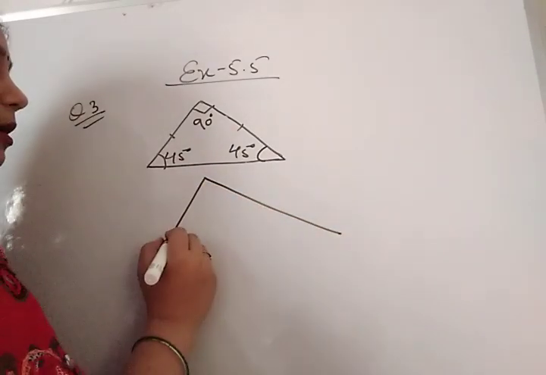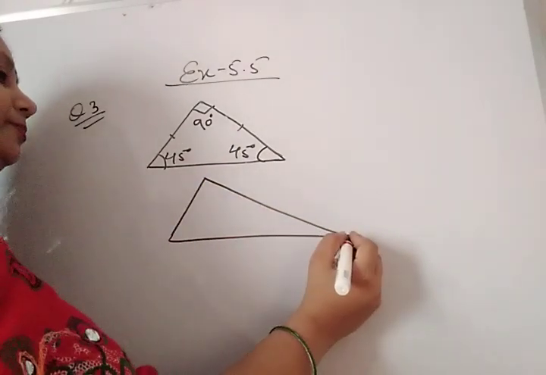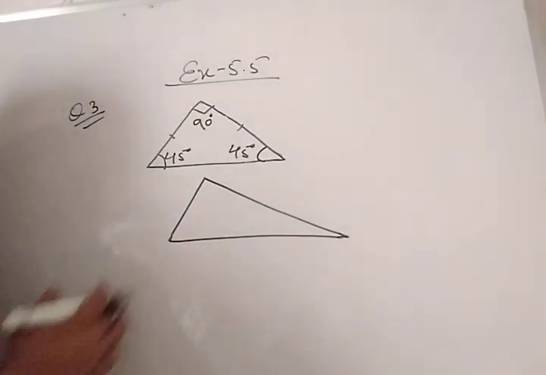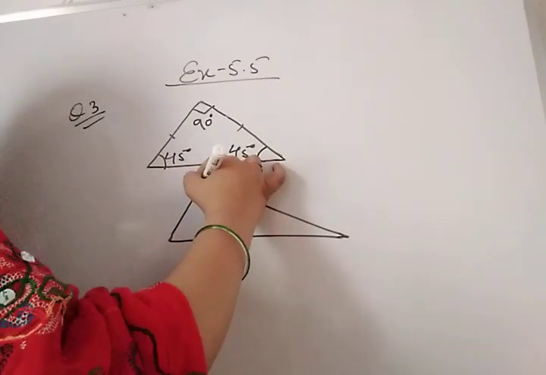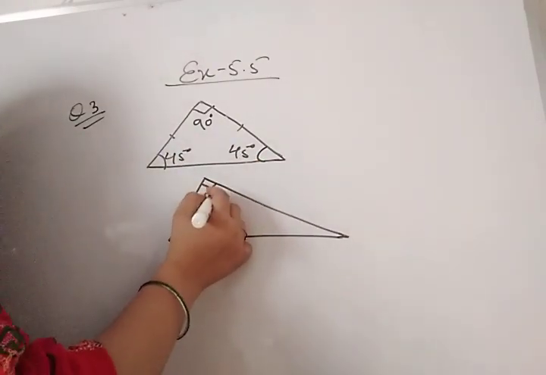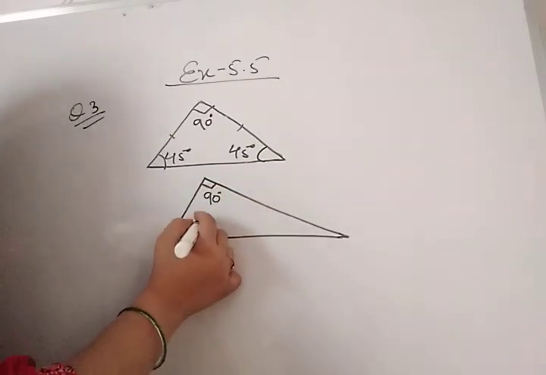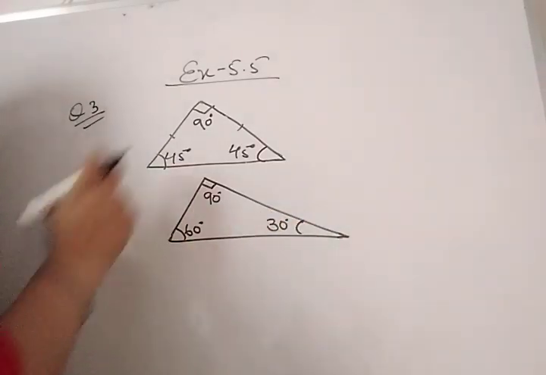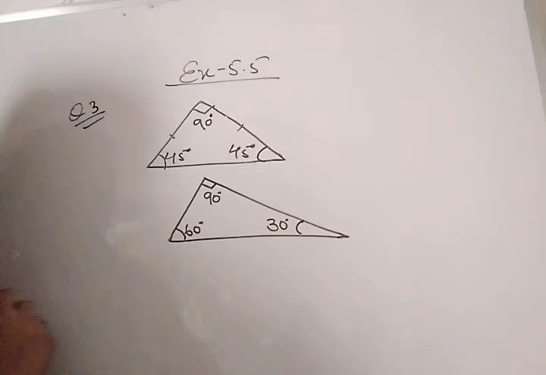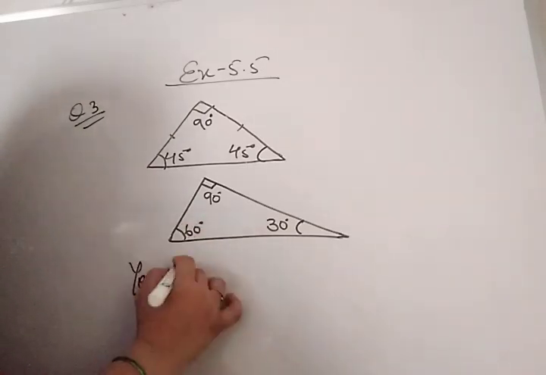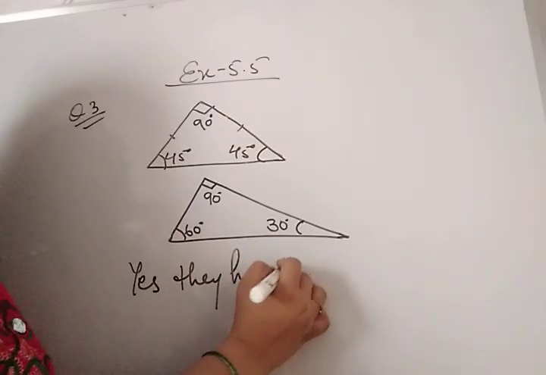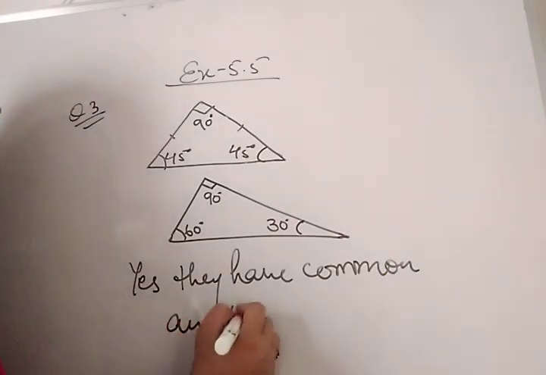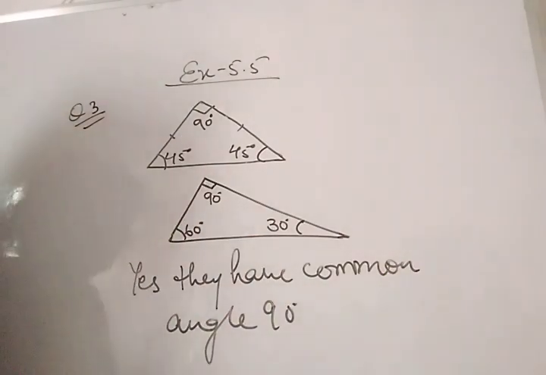And another set square forms a scalene triangle. So in this set square, the vertex angle measures 90 degrees and the base angles are 30 degrees and 60 degrees. So is there any common angle between these two set squares? Yes, they have a common angle, 90 degrees. Okay.